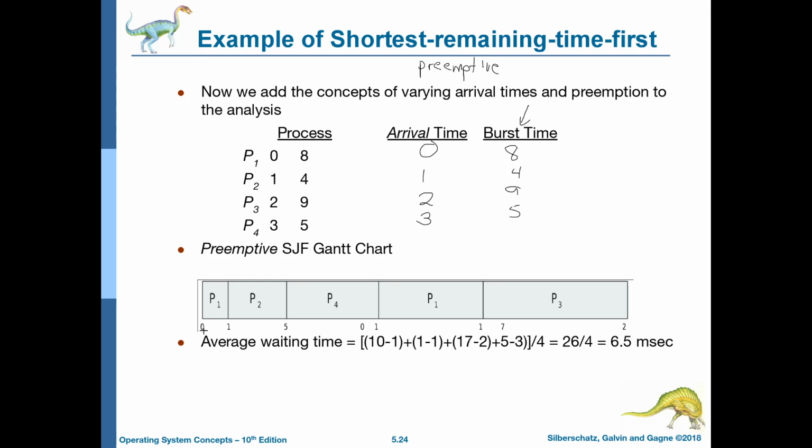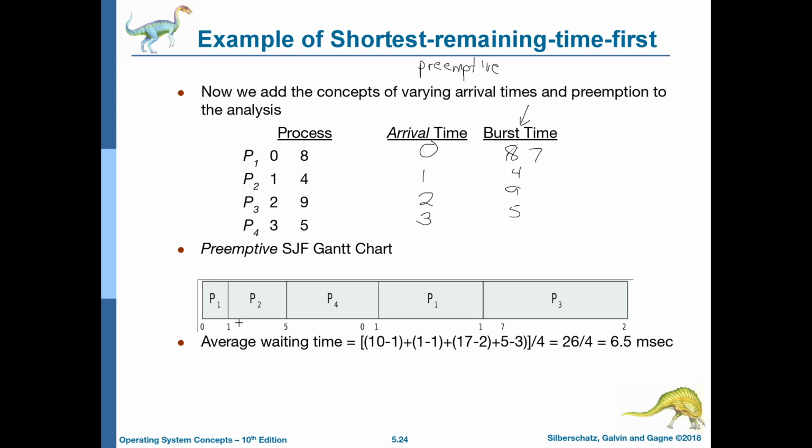So if we take a look here, process 1 arrives at time 0 and is able to run to the first interrupt or the first arrival time. When that first arrival time happens, process 1's burst has actually gone from 8 down to 7. So process 1 now has a burst time of 7, and process 2 comes in with a burst time of 4. Well, which one gets chosen first? Process 2 gets chosen first.